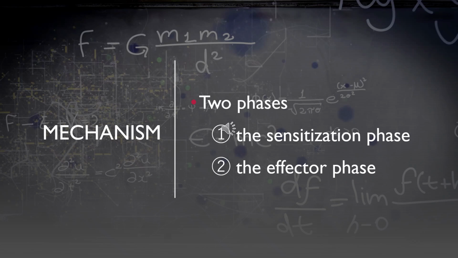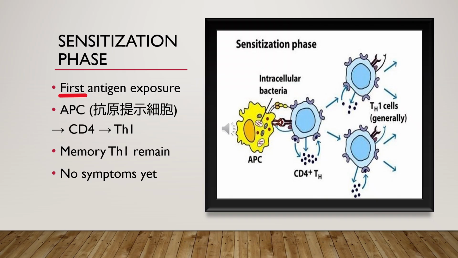The mechanism of DTH can be divided into two phases. First is the sensitization phase, and the second, the effector phase. In the sensitization phase, the body encounters an antigen for the first time. Antigen-presenting cells, or APCs, process the antigen and present it to the CD4 T cells, which then differentiate into Th1 cells. These Th1 cells become memory cells and remain in the tissue. During this phase, there are no symptoms yet.